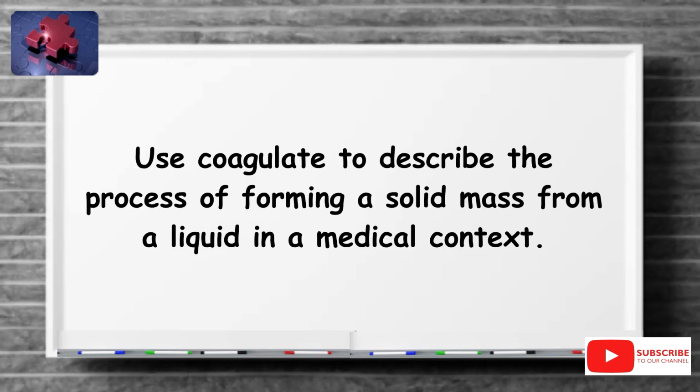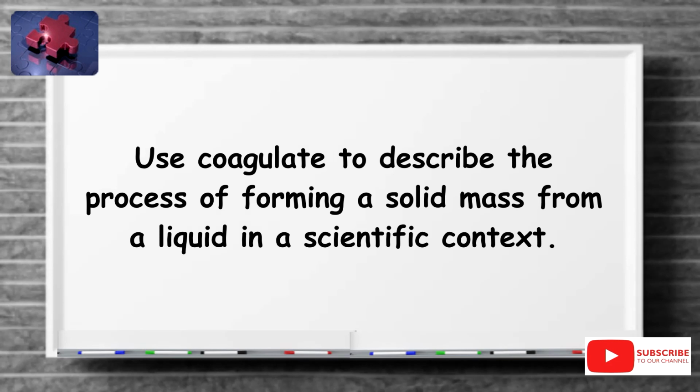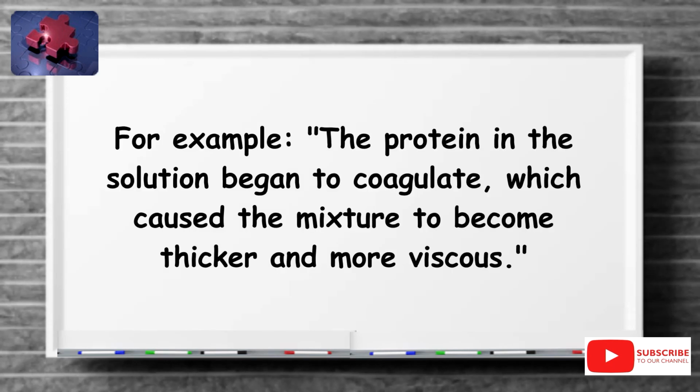Use coagulate to describe the process of forming a solid mass from a liquid in a medical context. For example, the blood in the patient's veins began to coagulate, which caused a blockage and led to a heart attack. Use coagulate to describe the process of forming a solid mass from a liquid in a scientific context. For example, the protein in the solution began to coagulate, which caused the mixture to become thicker and more viscous.